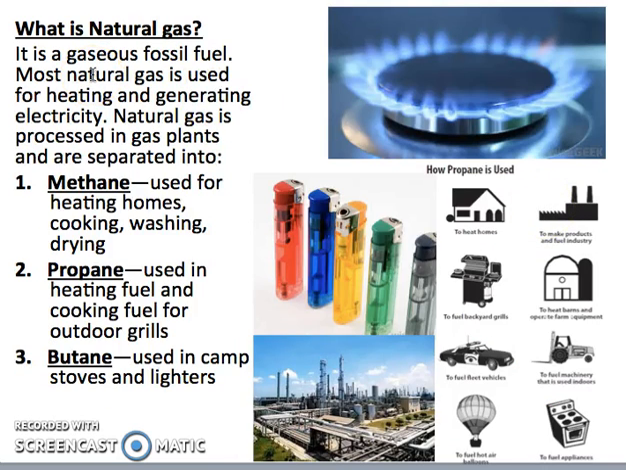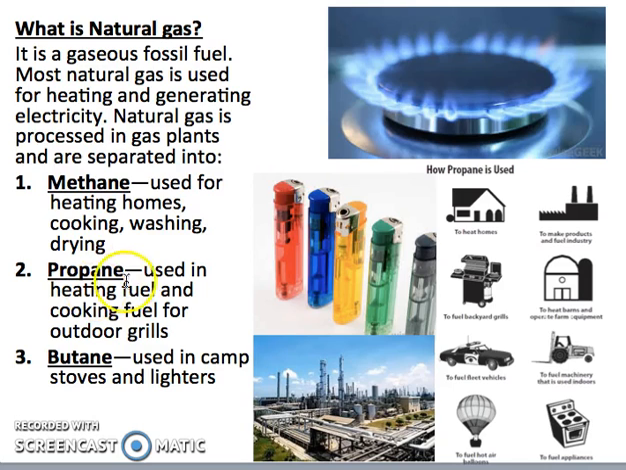Natural gas is used primarily for heating and generating electricity, and natural gas is processed at plants very similar to oil refineries, but they only get natural gas. We can separate natural gas into three different forms: methane, propane, and butane. Methane is used to heat homes, cooking, washing, drying. This actually uses methane.